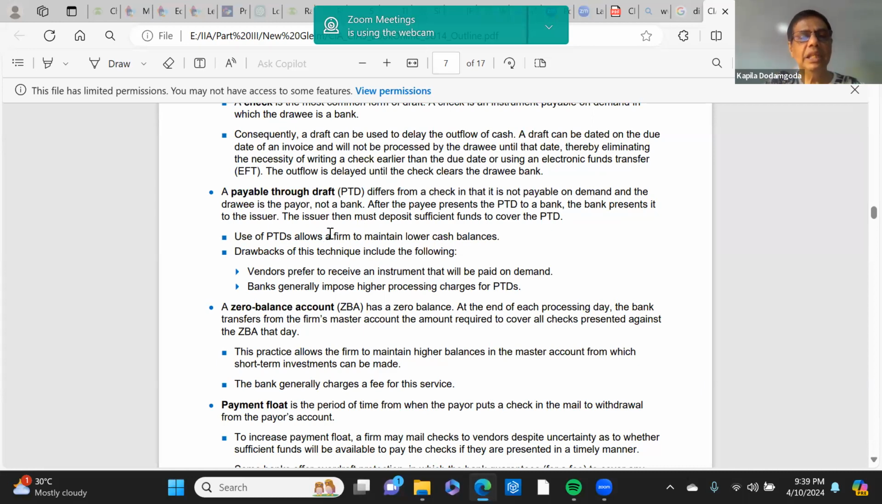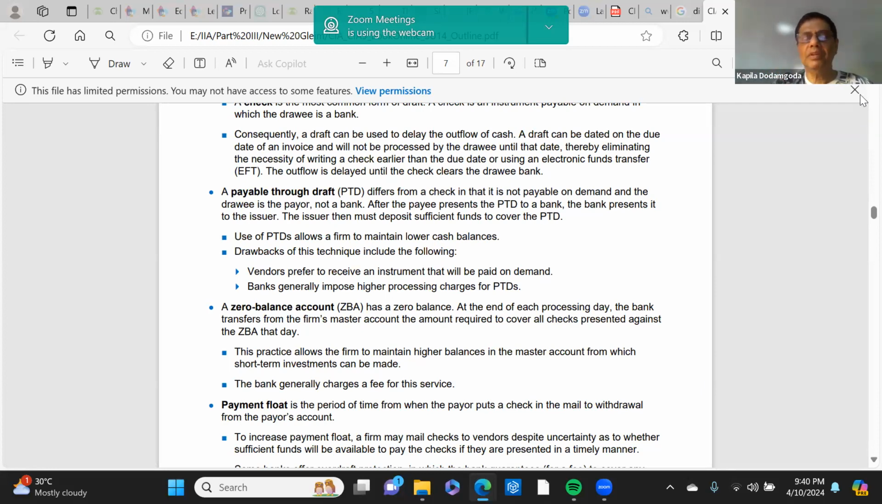The use of PTD allows firms to maintain lower cash balances. Again, you buy time. Drawbacks of this technique include the following. Vendors prefer to receive an instrument that will be paid on demand, so vendors may not prefer to get the money in that form. Banks generally impose higher processing charges for it, because their involvement will be greater.